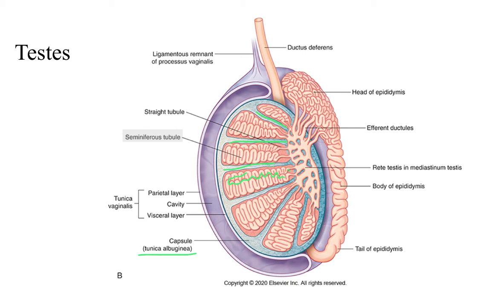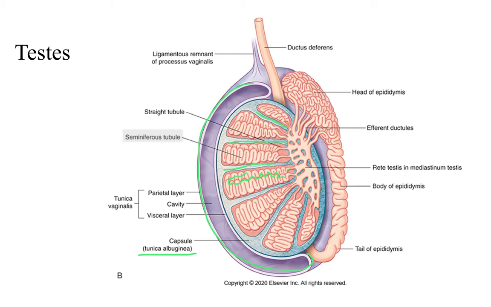All right, so that's directly surrounding the entire testes, except where the ducts to the epididymis are leaving the testes. All right, so surrounding the tunica albuginea would be the tunica vaginalis, and that's this double-walled structure right here that you notice is surrounding the entire circumference of the testes, except for where the epididymis is.